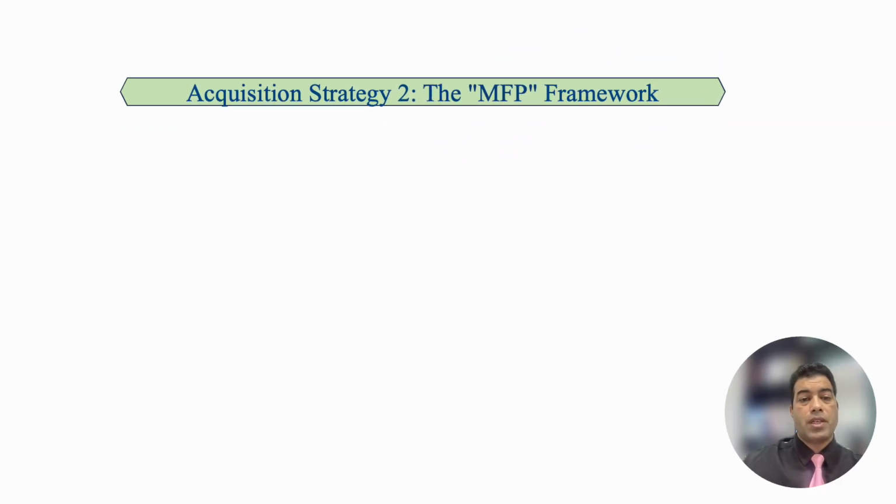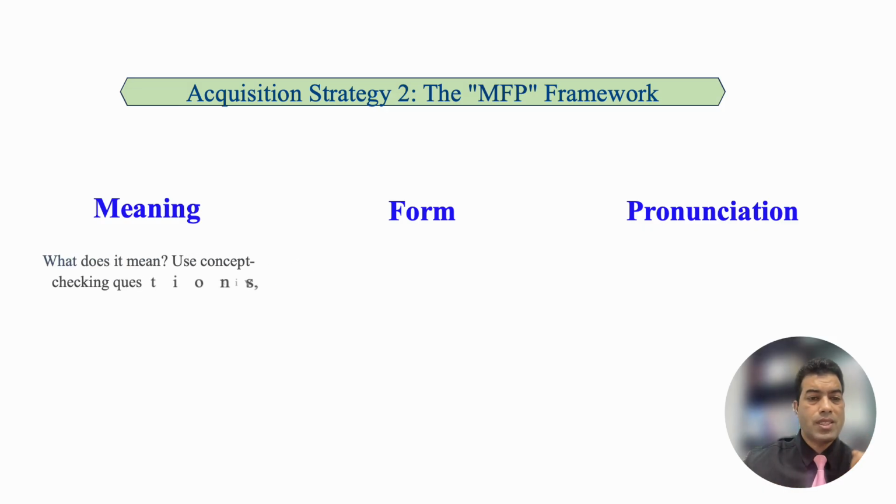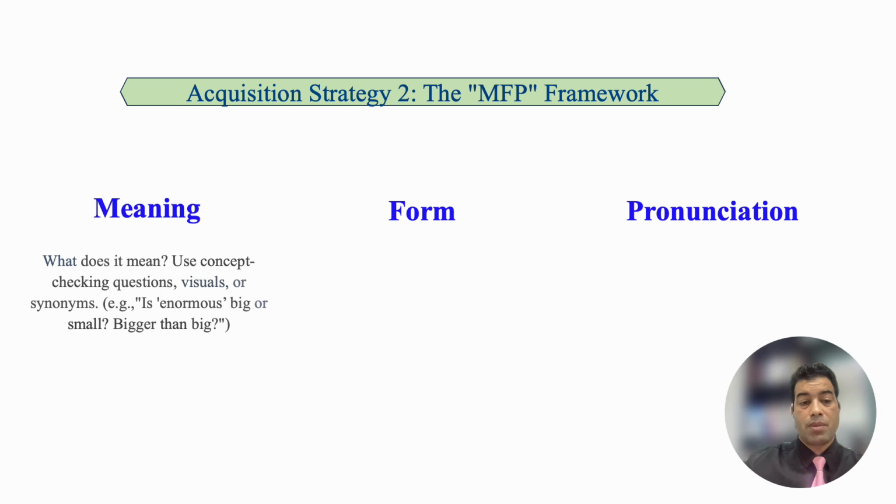How can we acquire vocabulary, acquisition of vocabulary? Any time we want to learn any vocabulary words, it is very important to start from the basic things like meaning, then form, and then pronunciation. First of all, we study meaning, what the word means, then form, and then pronunciation. What does it mean? Use concept check questions, visuals or synonyms, enormous, big or small, bigger than big.